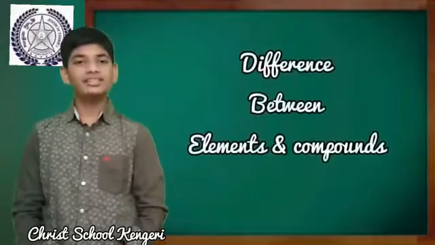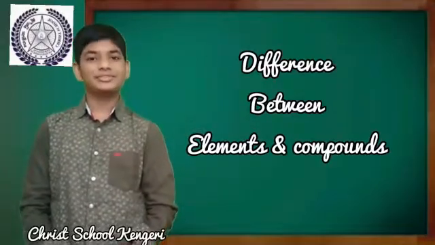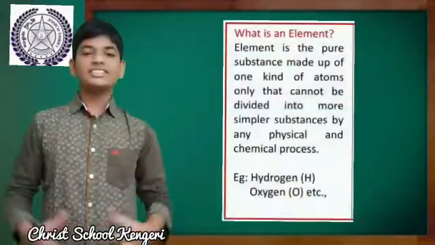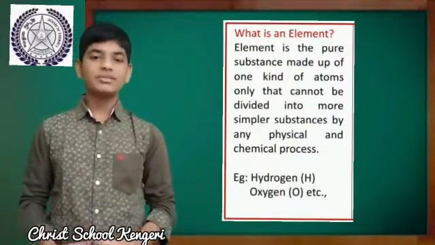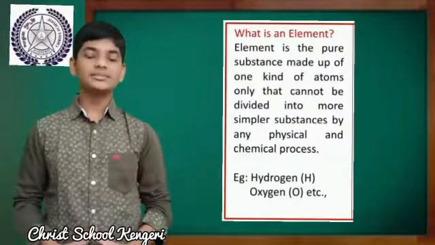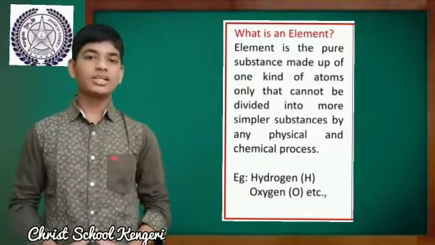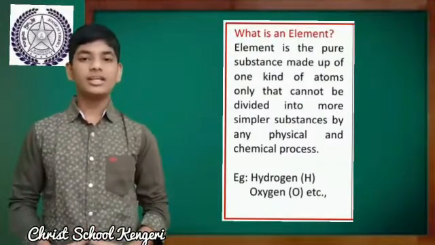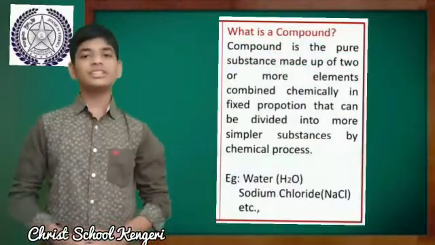Today my topic is difference between elements and compounds. What is an element? Element is a pure substance made up of only one kind of atom that cannot be broken down into more simpler substance by any physical or chemical process. Example, hydrogen and oxygen.